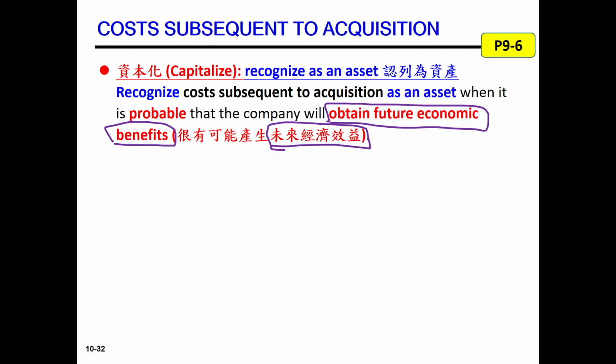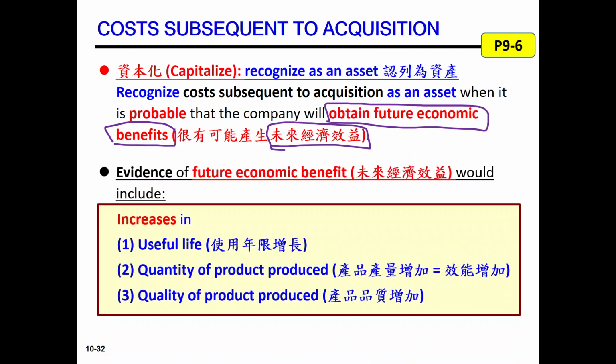Okay? But maybe you will ask, oh, future economic benefit, oh, help. Sometimes it's quite hard to imagine what it means. So here we give you some specific indicators, some examples for PPE. So what does it mean? I have a future economic benefit from the PPE. The specific example is that the money you spend will increase your PPE's useful life. Okay, so what does it mean? Your PPE's useful life.